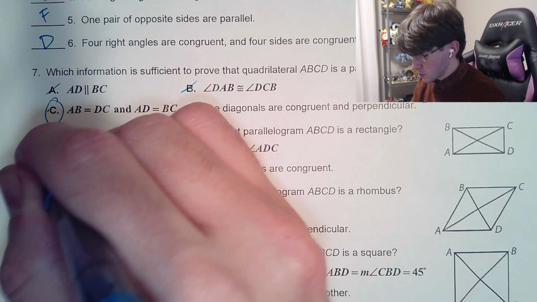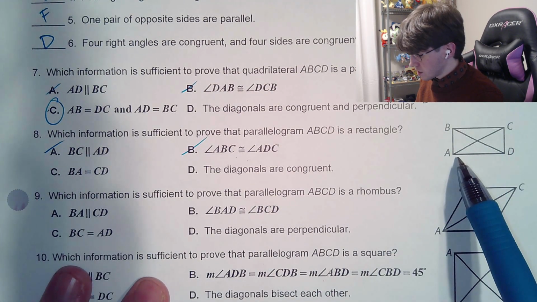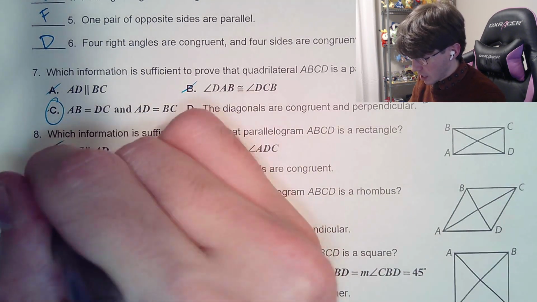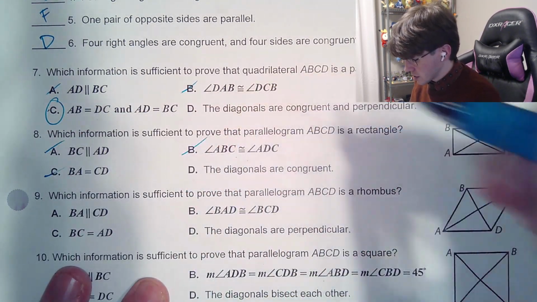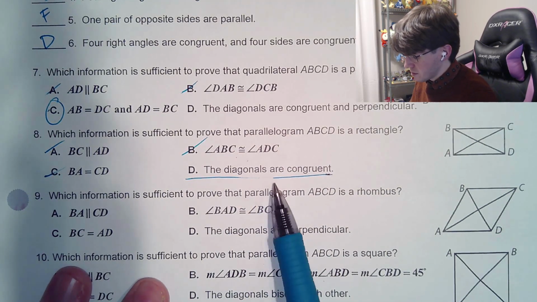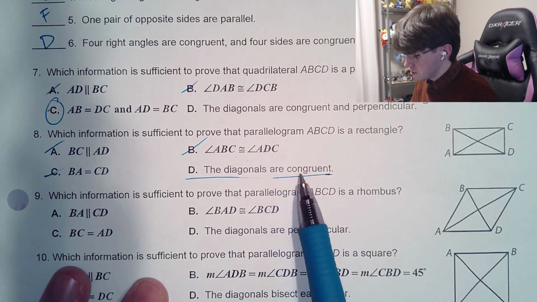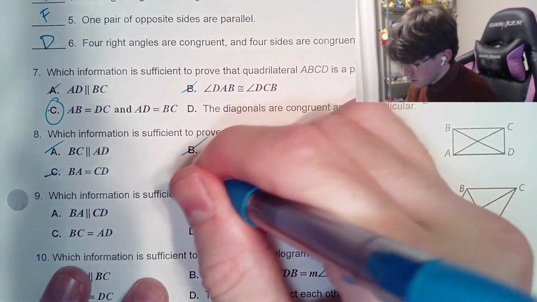BC, that's automatically true for a parallelogram. BA is congruent to CD. That's automatically true for a parallelogram. So it's got to be letter D. The diagonals are congruent. Yeah. So if the diagonals are congruent, that's it. That's the answer. I'm done. Moving on with my life.